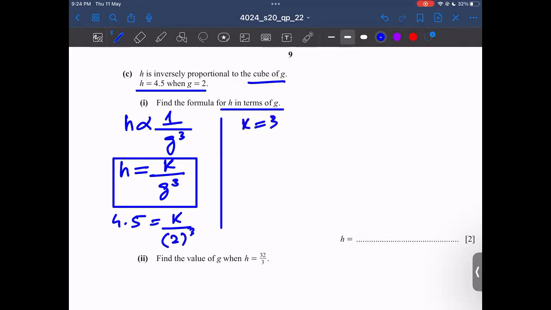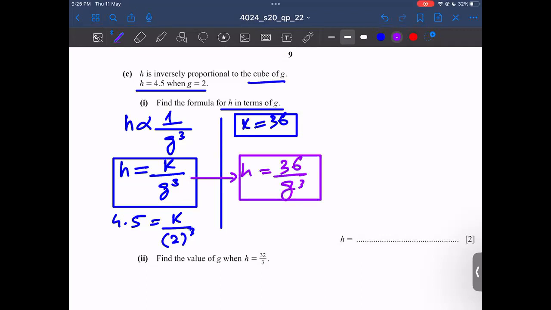So after having the value of k, I'm going to update this equation. So it becomes h is equal to 36 upon g cube. Once you get the value of h in terms of g, this is the formula that you need to find out. So I'm just going to put it over here. h is equal to 36 upon g cube.